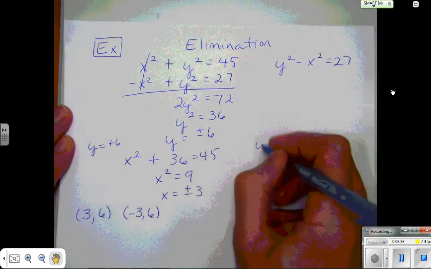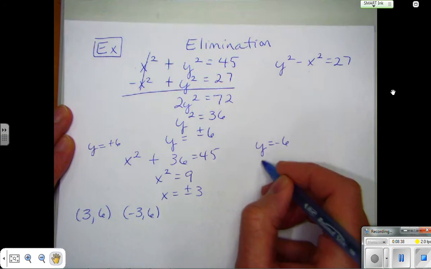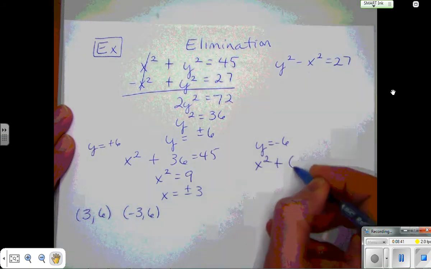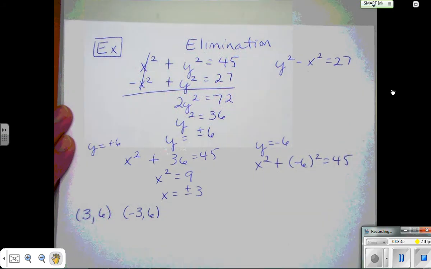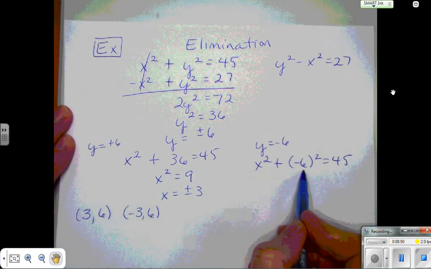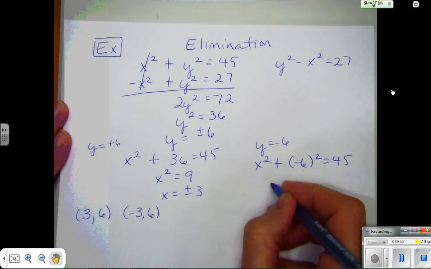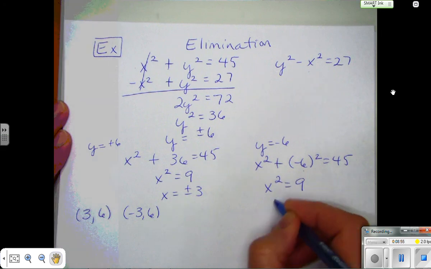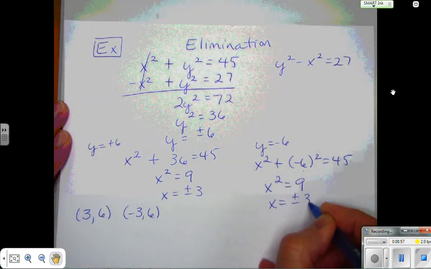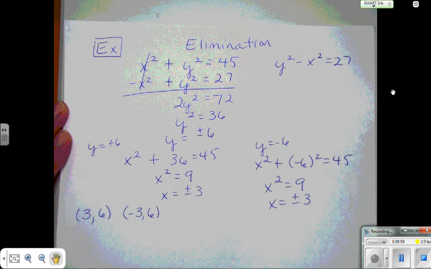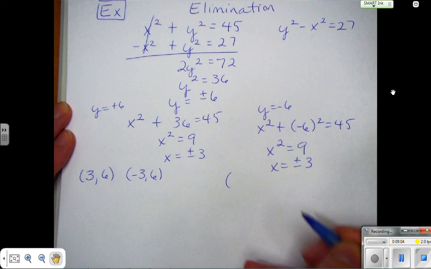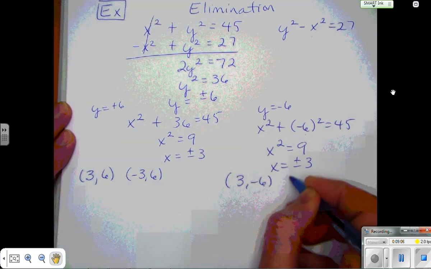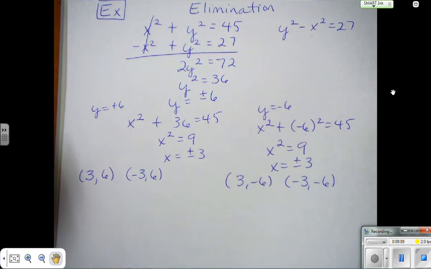Now when y is negative 6, I'm going to get x squared plus negative 6 squared equals 45. So it's going to wind up being the same thing, right? Because that's going to be positive 36. You're going to subtract it over. So x squared is going to equal 9. X is going to be plus or minus 3. The only difference is that now your y value is a negative 6. It's not positive. So you get 2 more points. 3, negative 6 and negative 3, negative 6. So you're going to get 4 total on this one.